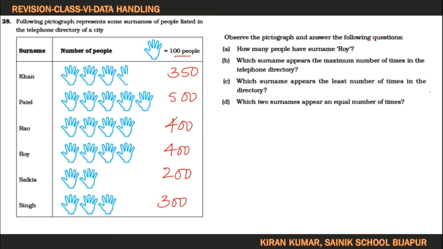Observe the following pictograph and answer these questions. How many people have the surname Roy? The number of people having surname Roy is 400. Which surname appears the maximum number of times in the telephone directory? Surname Patel appears the maximum number of times and it is 500 times. Which surname appears the least? Here the least is Saikia.